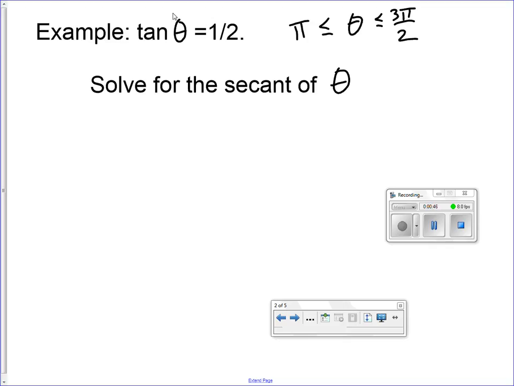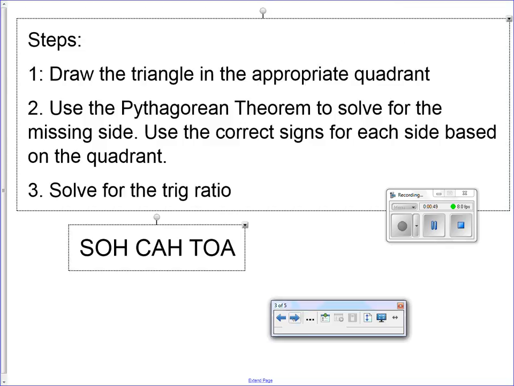Before we even start, let me give you some steps. The first thing you're going to do is draw the triangle in the appropriate quadrant, as knowing those angles on your unit circle is going to come in handy. Then you're going to use the Pythagorean theorem, a squared plus b squared equals c squared, to solve for the missing side. You want to make sure that when you're labeling your sides, you're using the correct signs for each side based on the quadrant. So this time you have to pay attention to, are your x's and y's positive or negative? And then once you have that figured out, you're going to solve for the correct trig ratio.